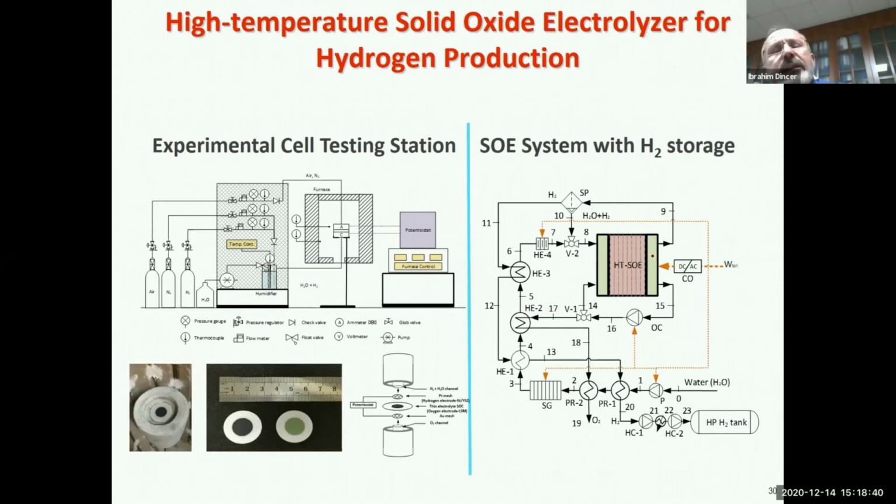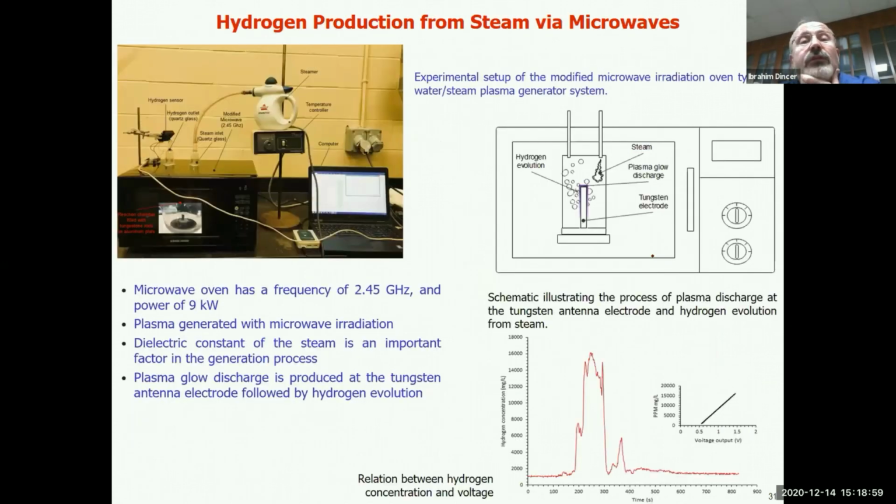And then also getting into another project, where I have had one of my Saudi students working on a high temperature solid oxide electrolyzer for hydrogen production. That was also another successful project. And then also to look at steam based hydrogen production, of course, through microwaves. And that was also another successful project completed.